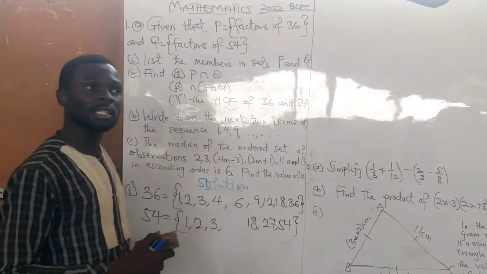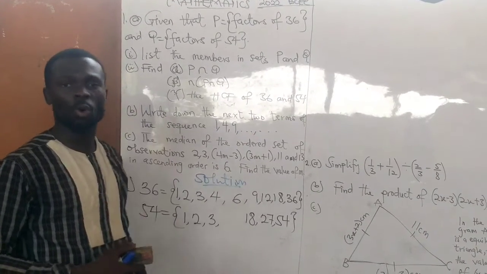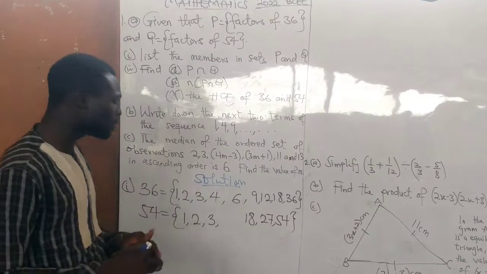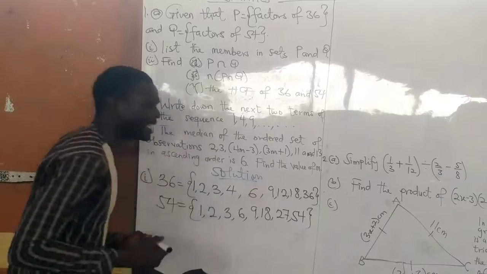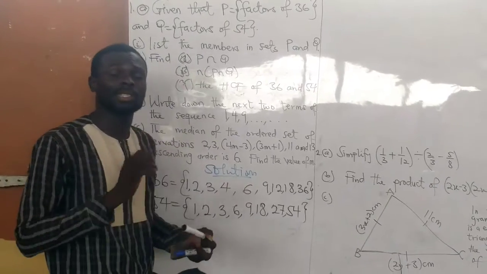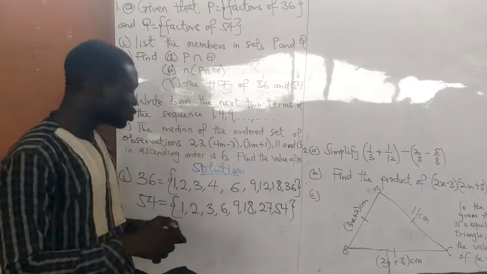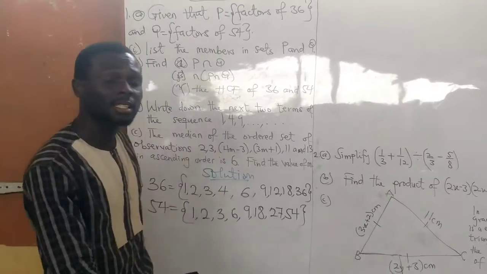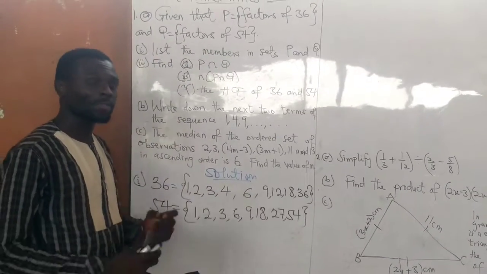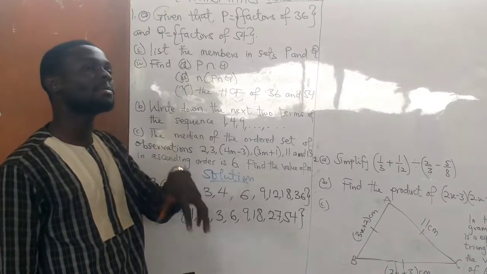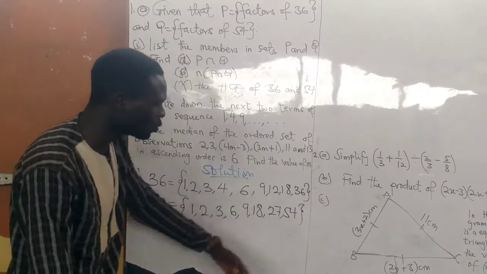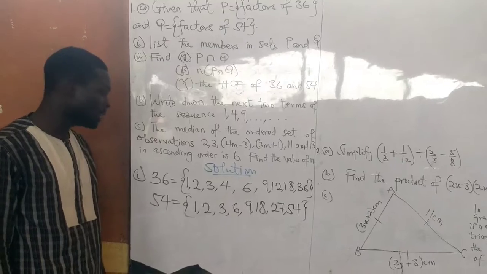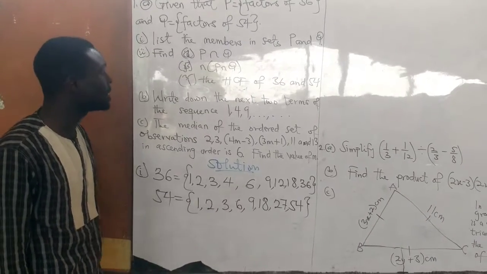6 times what is going to give you 54? Now if you recite your 6 times table, you will notice that 6 times 9 is going to give you 54, because 6 times 9 is 54. So this becomes the factors of 54. Factors of a number are the numbers that, when multiplied, give you the number. So these are what was expected for the BECE last year, as in listing the factors.